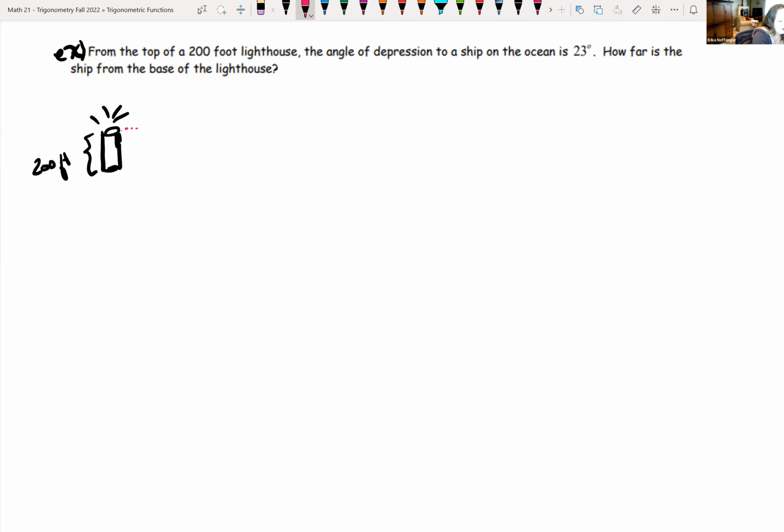So we have a horizontal line and we're going to do 23 degrees. Angle of depression is down. So from that 23 degrees, I see the ship. And they want to know what is that distance to the base of that right triangle, of that lighthouse. So we want to find this distance in here.